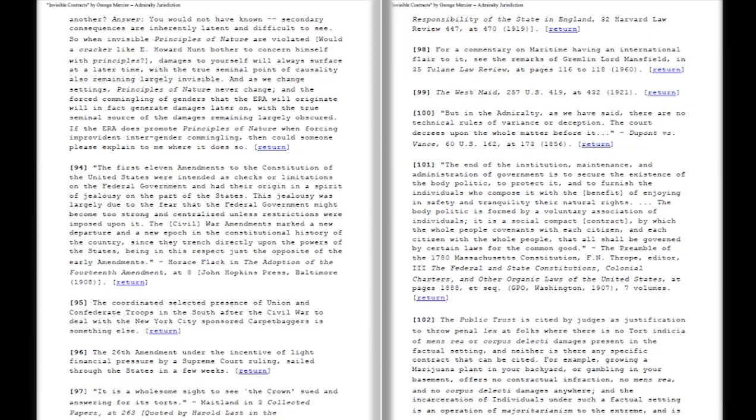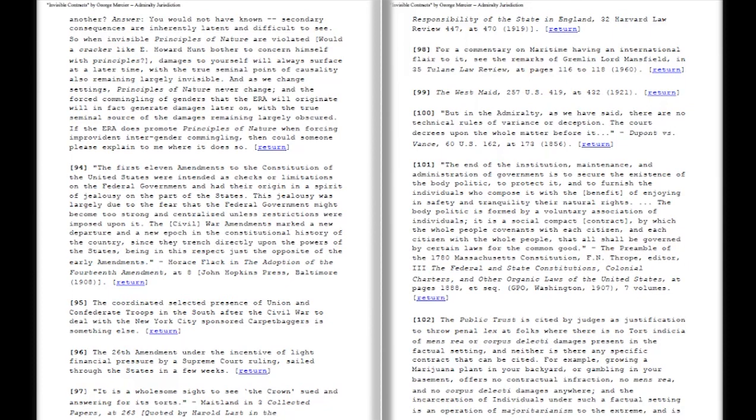Return. 101. The end of the institution, maintenance, and administration of government is to secure the existence of the body politic, to protect it, and to furnish the individuals who compose it with the benefit of enjoying in safety and tranquility their natural rights. The body politic is formed by a voluntary association of individuals. It is a social compact, a contract, by which the whole people covenants with each citizen, and each citizen with the whole people, that all shall be governed by certain laws for the common good. The preamble of the 1780 Massachusetts Constitution, F. N. Thorpe, editor, 3 The Federal and State Constitutions, Colonial Charters, and Other Organic Laws of the United States, at pages 1888 et seq., GPO, Washington, 1907, 7 volumes.